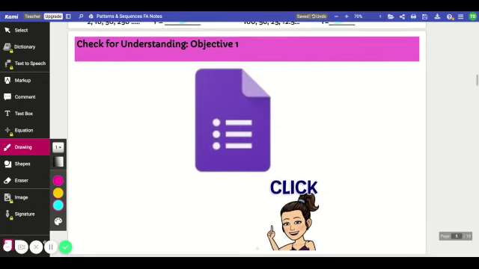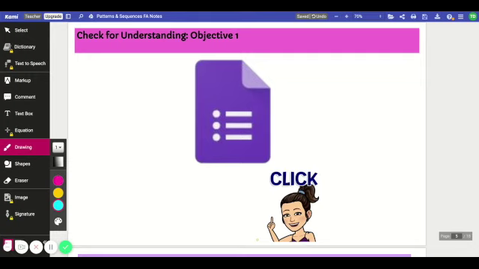Okay, so we'll pause here, and what you'll do is click on this Google form and check for understanding. You'll answer a few questions and see how you do for Objective 1 before moving on to Objective 2.